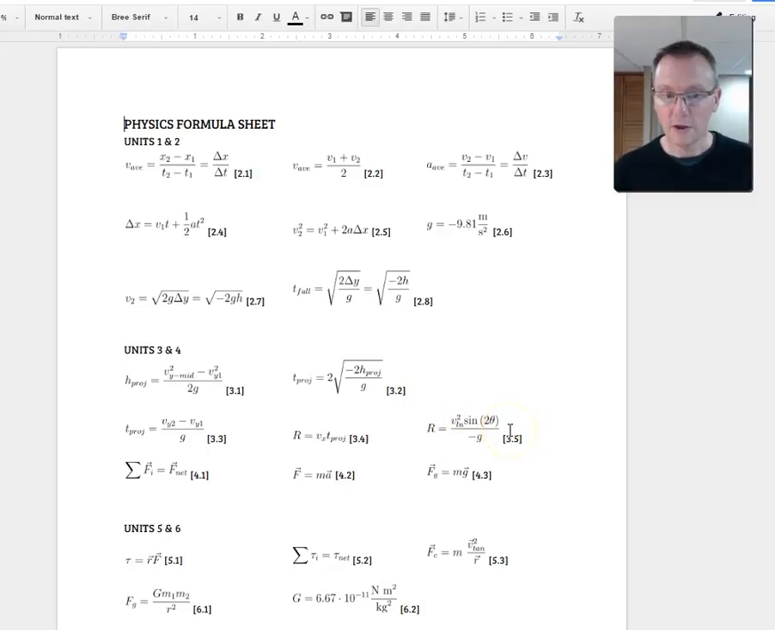It shouldn't be a surprise to you. This R right there is the range. This v sub ln is the launch velocity. Notice it's squared, multiplied by the sine of 2 times the launch angle. That's 2 theta right there, divided by the opposite of little g.